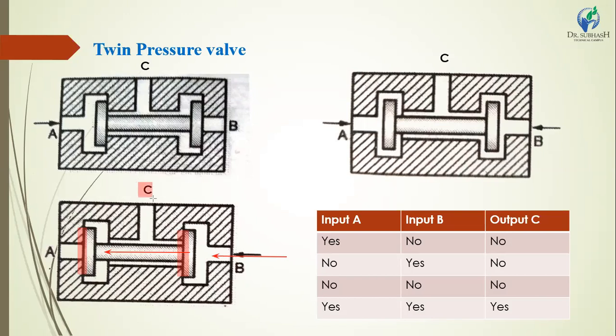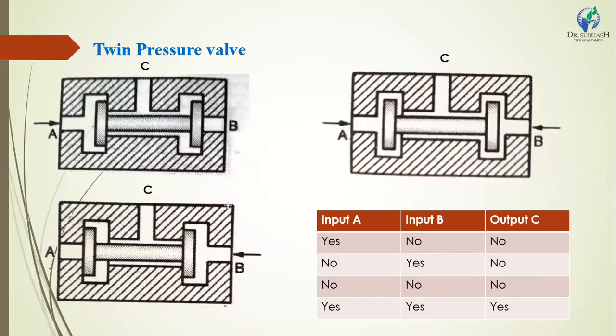port C. In the truth table condition, we show that point A cannot pass oil from the twin pressure valve. Port B enters the oil inside the twin pressure valve, but it cannot pass the oil to the outlet point. The outlet point C is closed, meaning oil is not passing from port A and port B to port C.